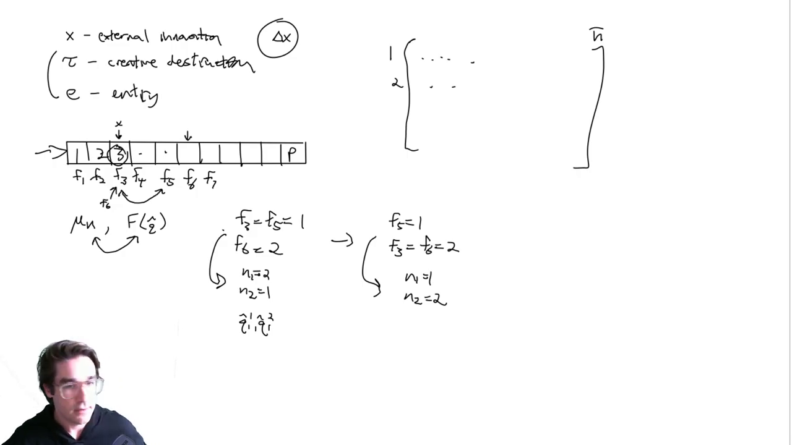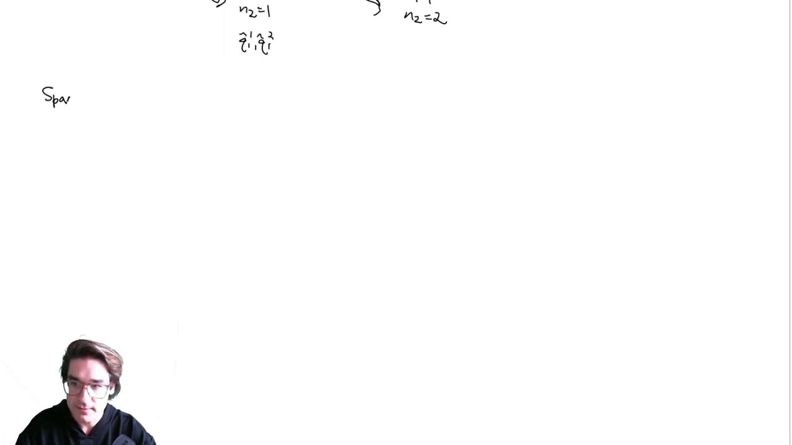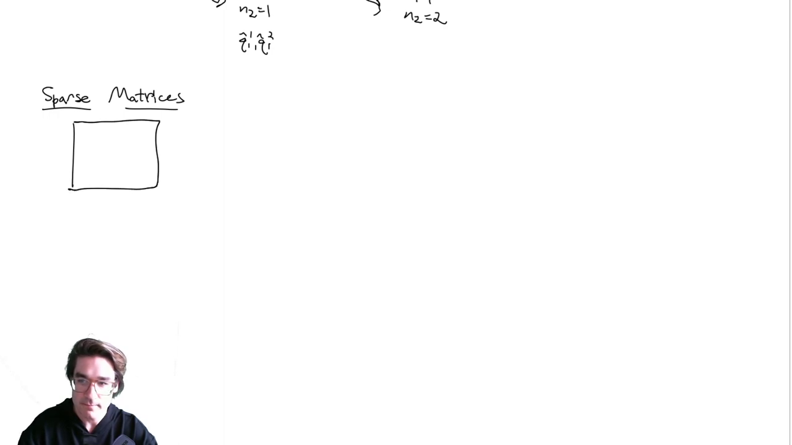That's where we're at here. Let's go to the whiteboard. Just a quick aside on sparsity here. If you want to think about sparse matrices, you have a matrix.